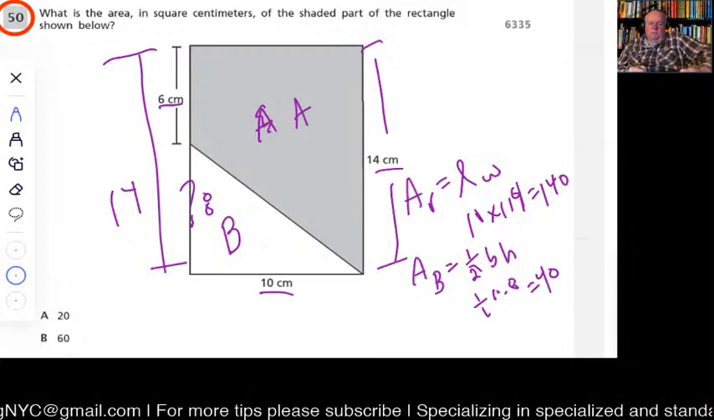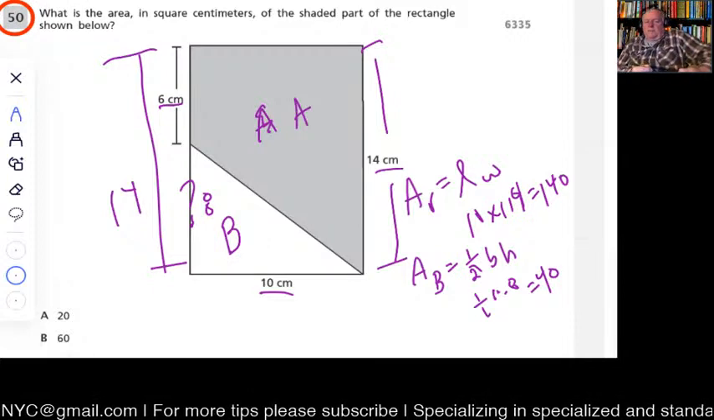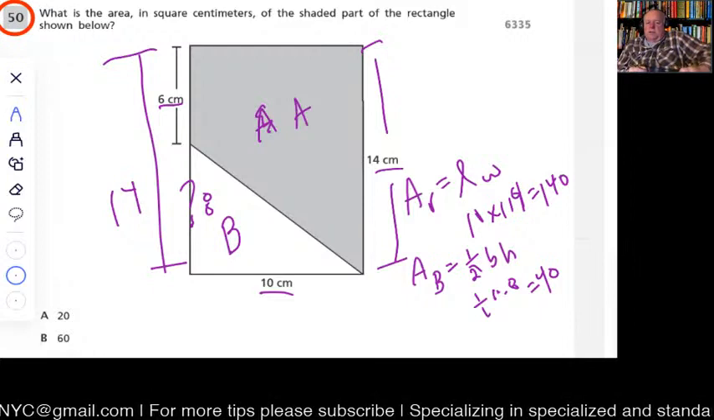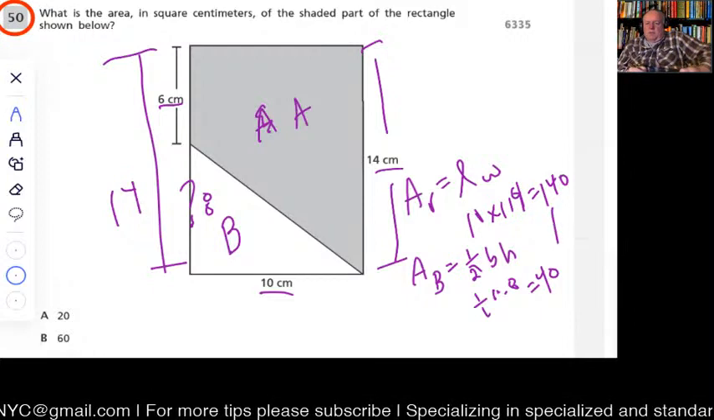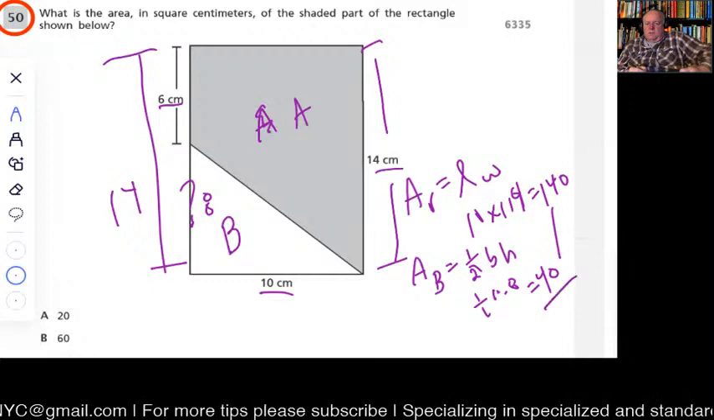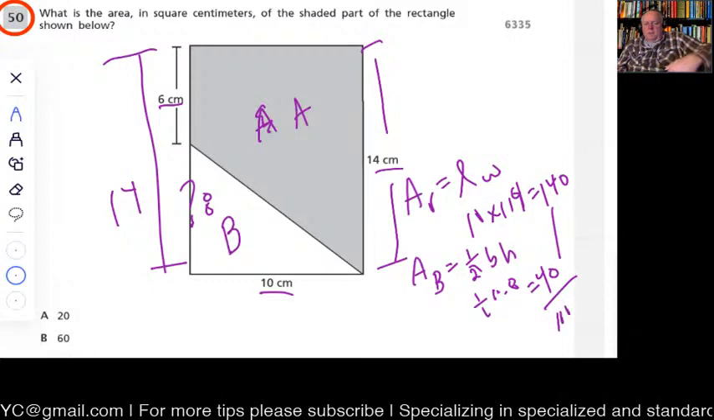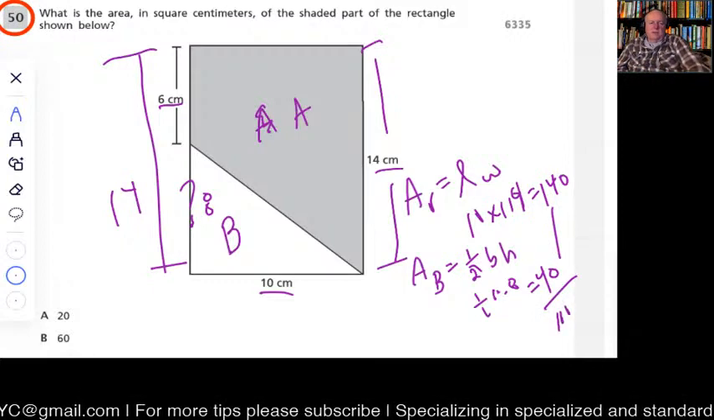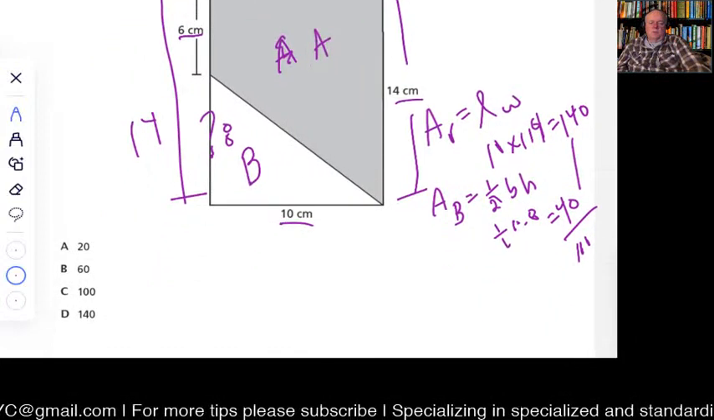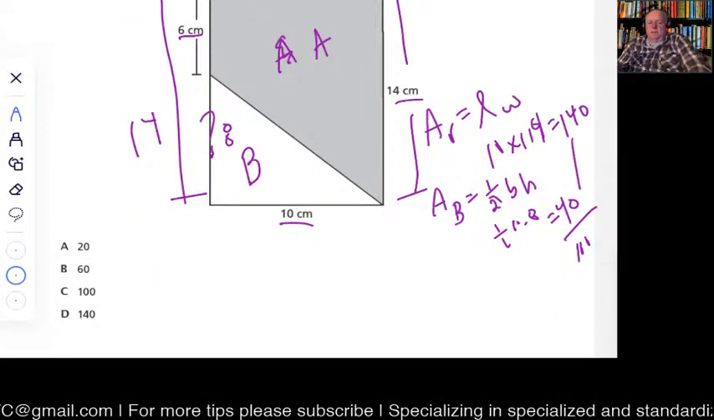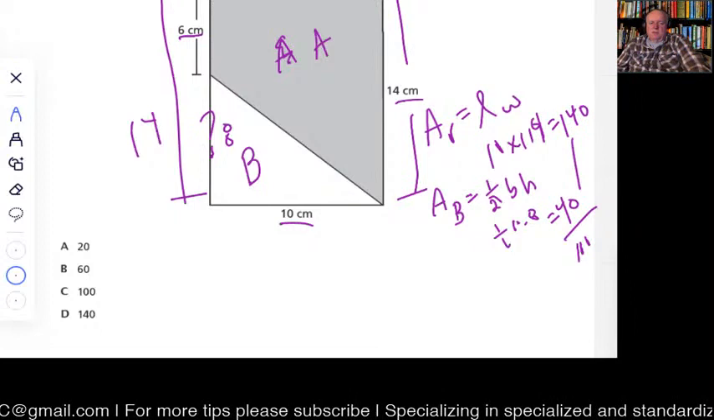So we can almost see that if the question is what's the area of the shaded area, it's just 140 minus 40, or 100. Okay, and we have some choices down here. 100 is one of them. We still haven't looked at the question yet. I'm kind of going on a few sidebars here.